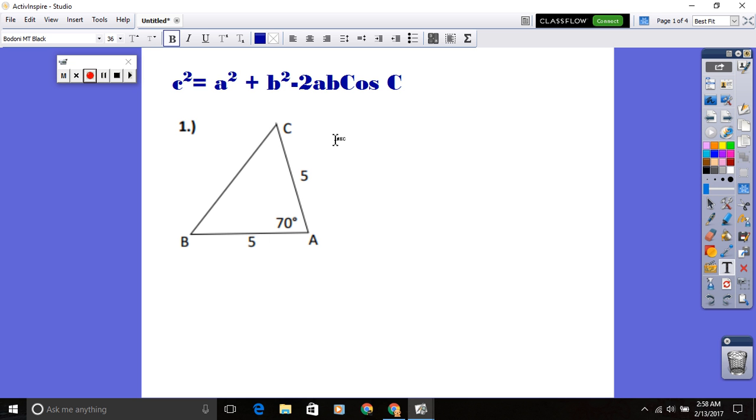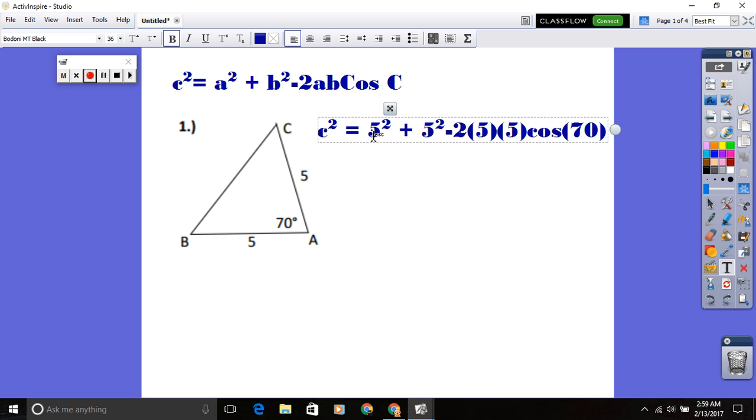Okay, so I'm going to first start by plugging in. So I don't know c, so c squared equals a squared. I can pick either one of these to be a. So 5 squared plus another 5 squared because the other side is also 5 minus 2 times 5 times 5 times the cosine of 70. Please make sure your calculator is in degree mode.